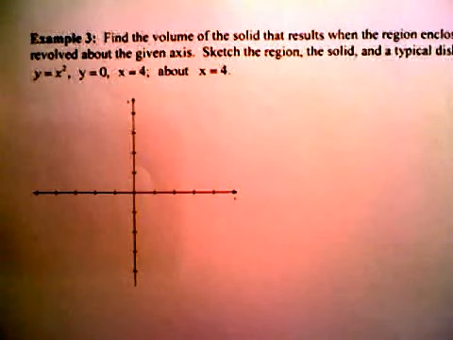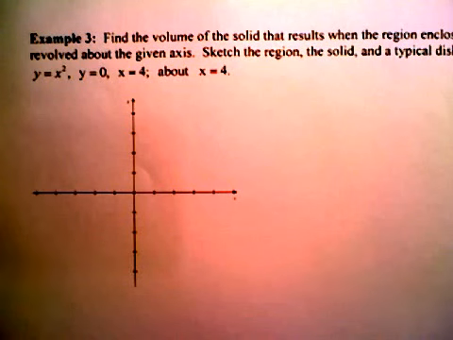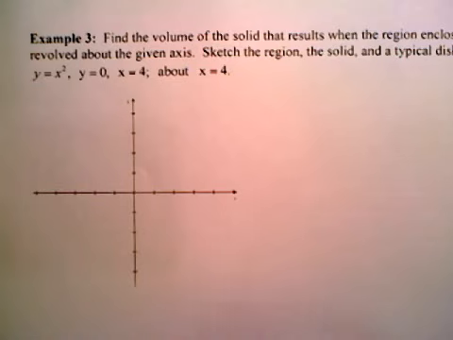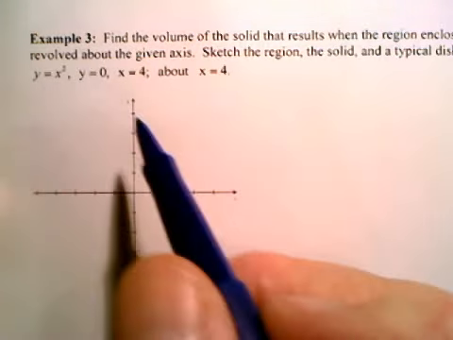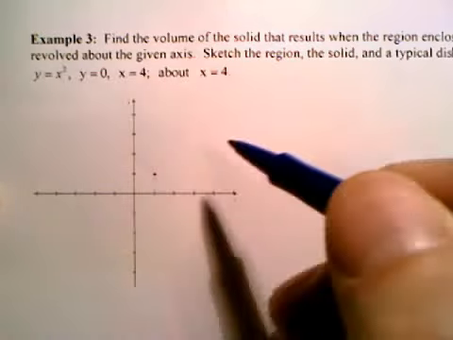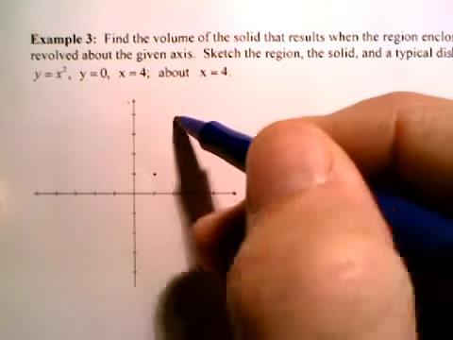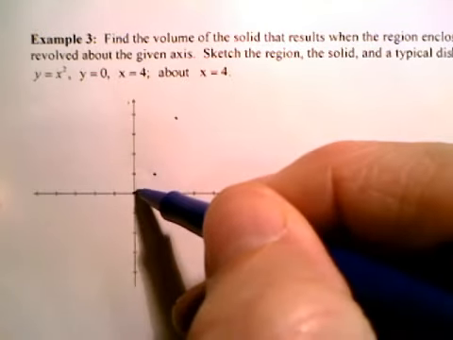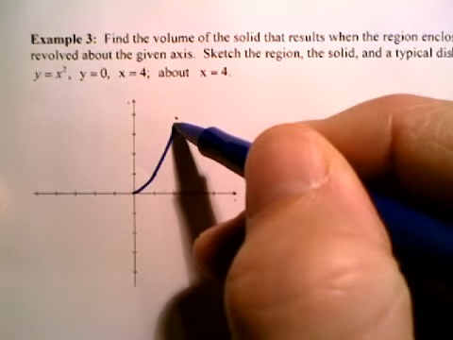Example 3, this one's a little bit trickier and not as much has been given to us, so let's take a look. Y equals x squared. We're gonna draw the two-dimensional shape here. Y equals x squared. We know that goes through 1, 1, and 2, 4. Y equals x squared.